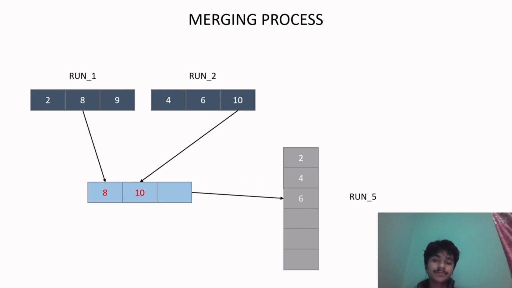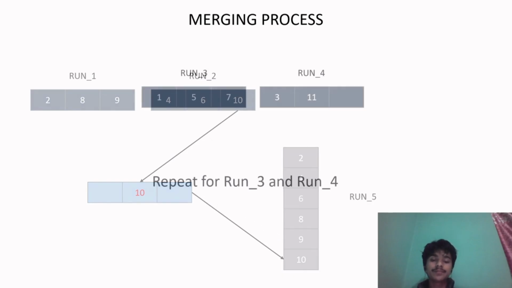And for 8 and 10, 8 goes into the temporary file, and for 9 and 10, 9 goes into the temporary file, and at the end, since 10 is the only element left, it is already sorted, and we have our temporary file, which is run 5.